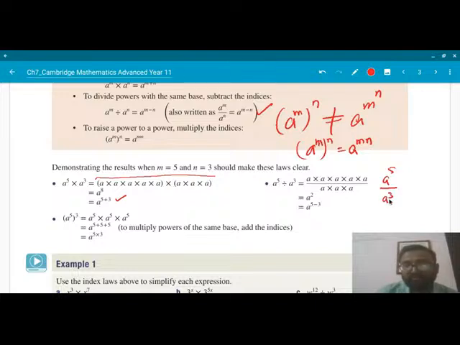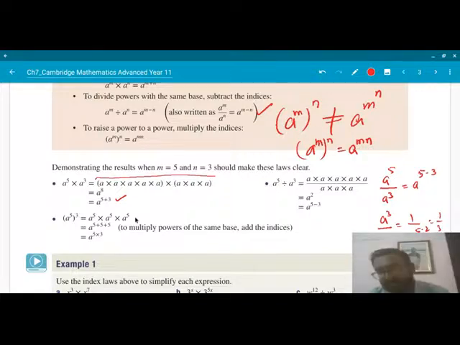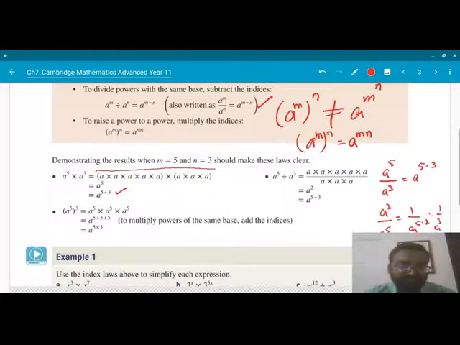So you can send this 3 to the numerator: a power 5 minus 3. If it is a power 3 by a power 5, you can write it as 1 by a power 5 minus 3, which is 1 by a power 2. Similarly 1 by a power 3 is the same as a power minus 3 also. Negative powers, you will see this kind of notation in differentiation. So it is simple.